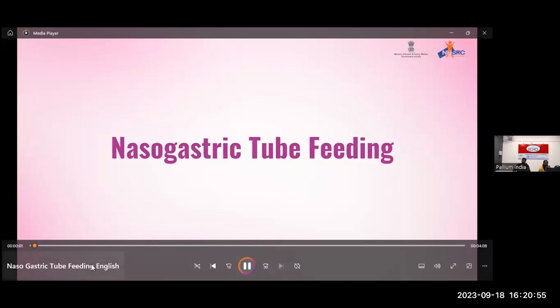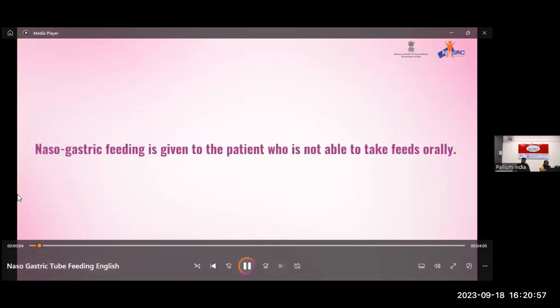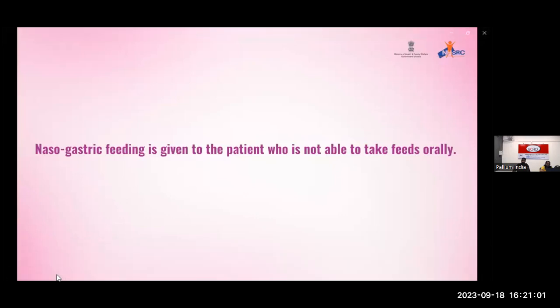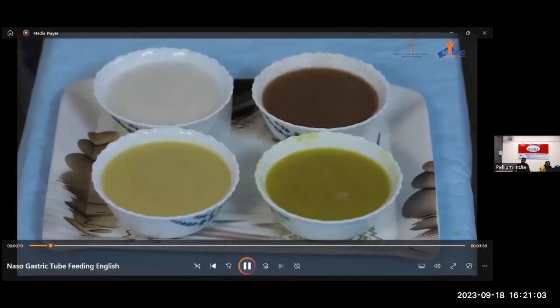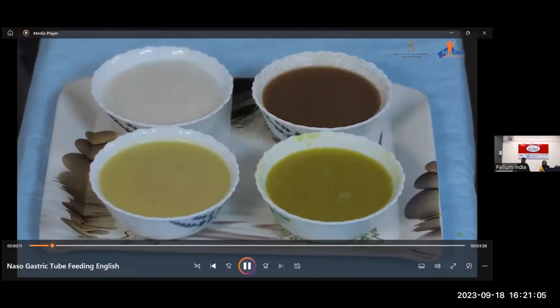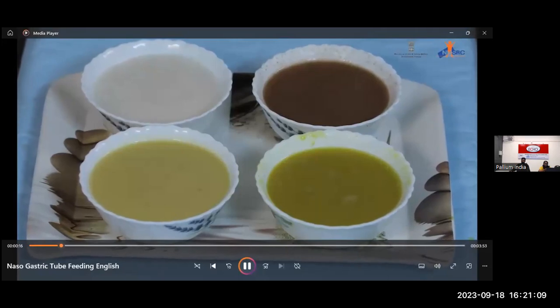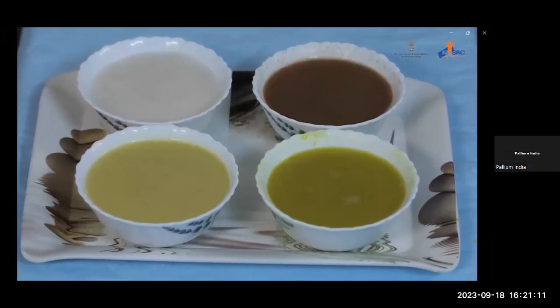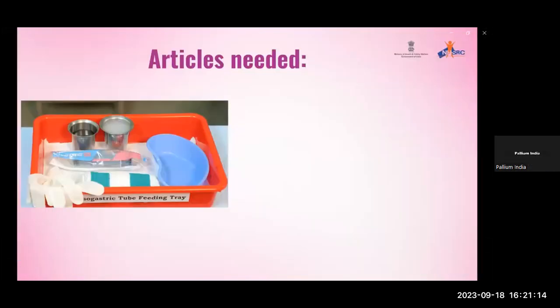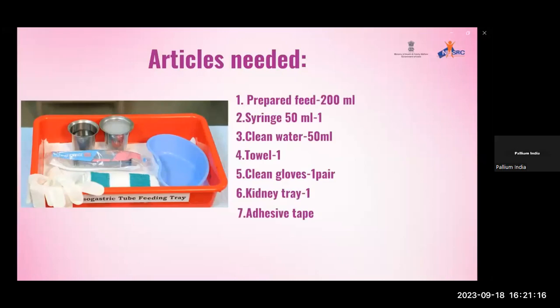Nasogastric tube feeding. Nasogastric feeding is given to the patient who is not able to take feeds orally. Prepare feed at home with what is available, like rice or ragi soup, vegetable and dal soups, milk, water, fruit juice. Strain well before giving the feed. Articles needed: prepared feed 200 ml, 50 ml syringe 1, 50 ml of clean water, 1 towel, 1 pair clean gloves, a kidney tray and adhesive tape.